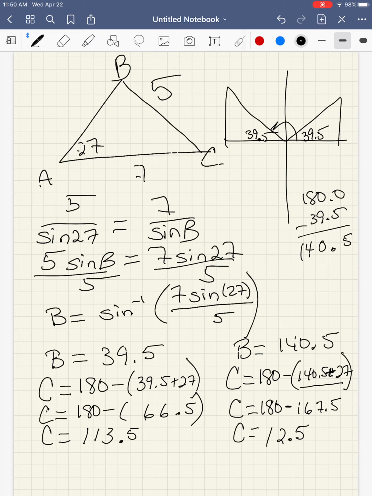Now we have the sides that go with this. So we know that this is 12.5 or 113.5, which clearly my diagram doesn't show, but it is either one of those. Angle B is 39.5 or 140.5. Okay. This is supposed to be just a 12 and it looks weird.